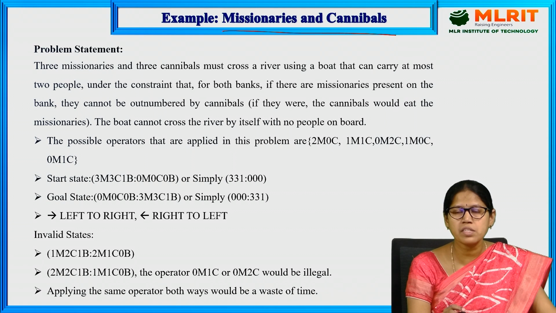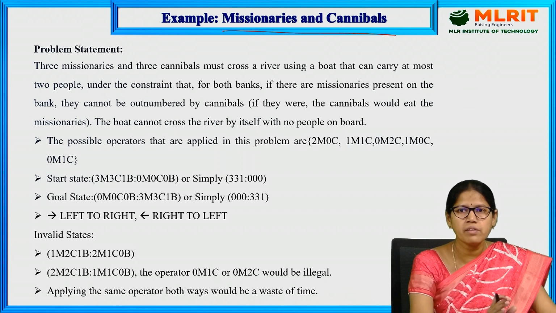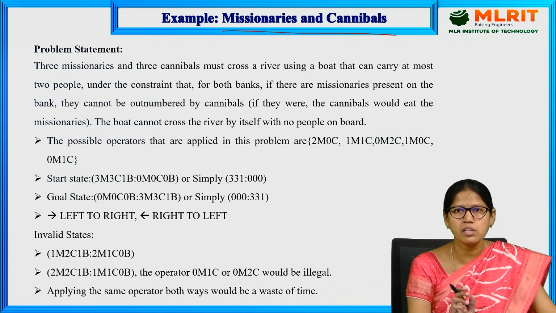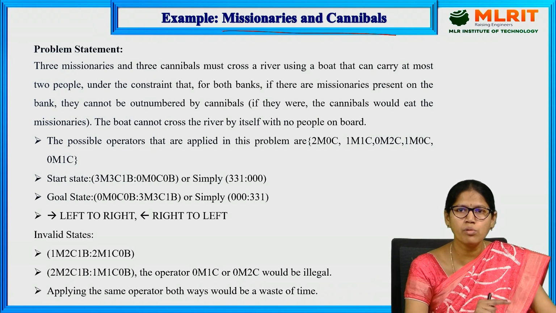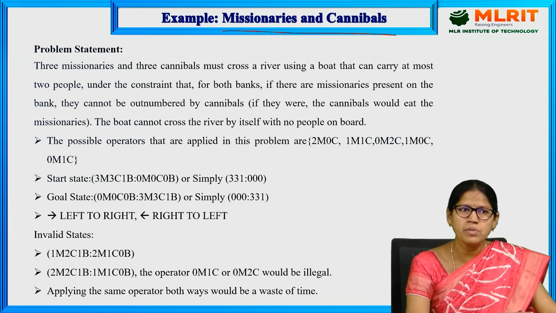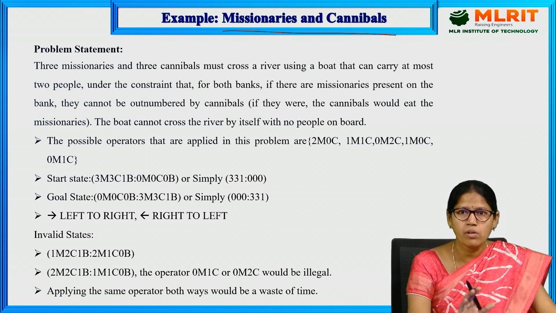Let's see the problem statement. There are three missionaries and three cannibals on the left side of the river. They need to cross the river from the left side to the right side. There is a boat, and the capacity of the boat is 2. Either two missionaries or two cannibals can cross at a time, or either one missionary or one cannibal can cross the river at a time. The condition is, if at any time the cannibals outnumber the missionaries, the cannibals will eat the missionaries.